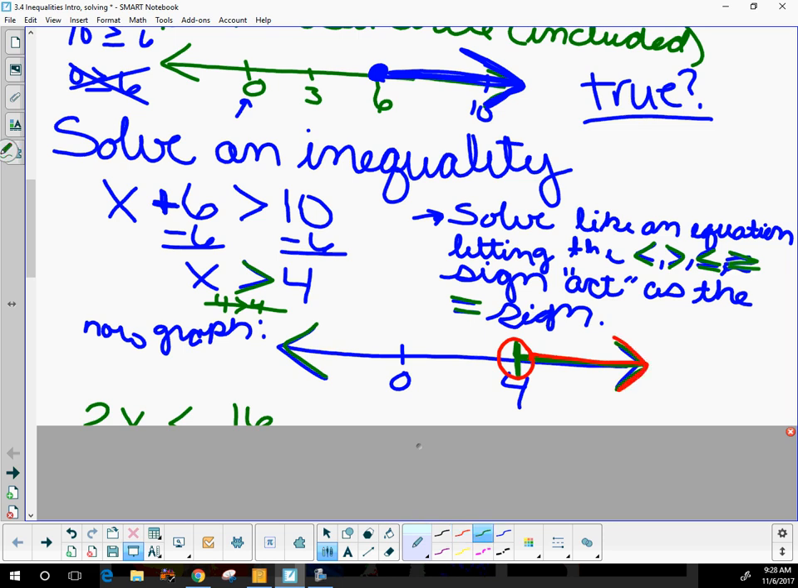Now let's check an answer. What numbers are over here? 10, 16, 18 million. Sure, get ridiculous if you want. Let's plug that back in. Can I say that 10 is greater than 4? I absolutely can. Pick a number over here. 0. Is 0 greater than 4? It is not. That's how you know you've gone the right way on the graph.